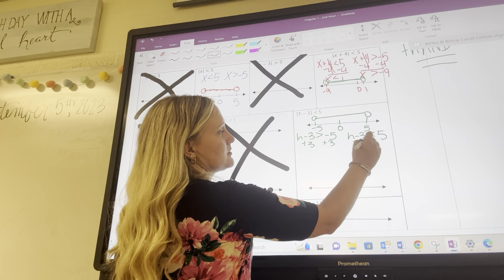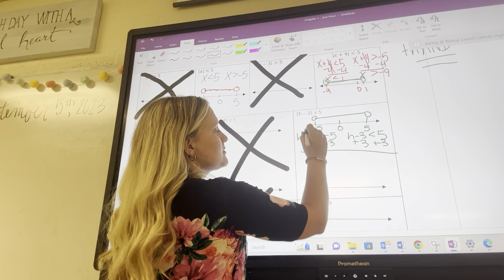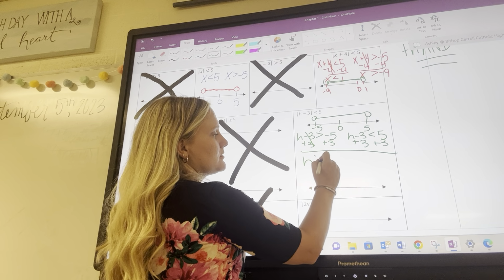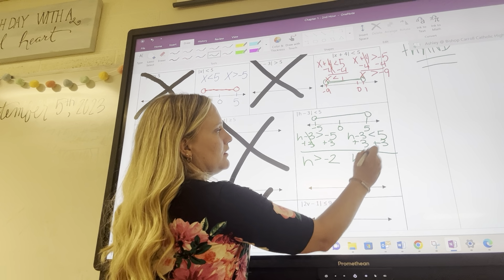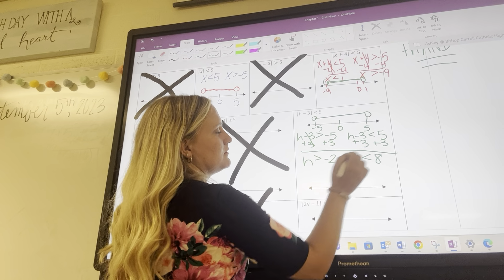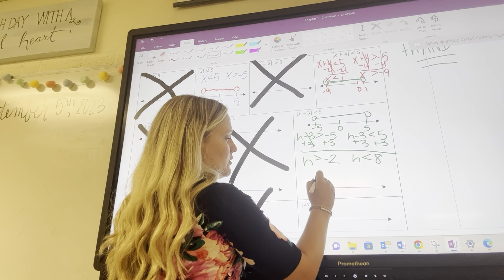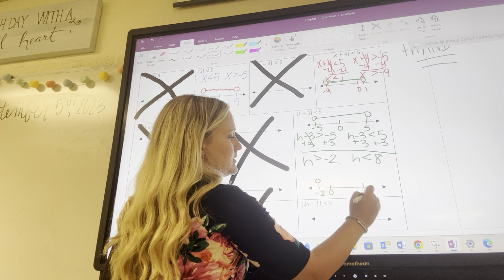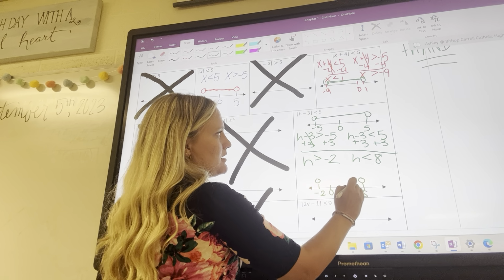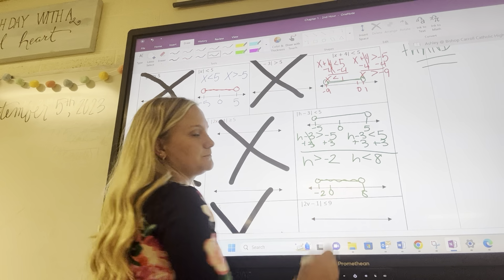Add 3 to both sides. I'm going to do them all at once. -5 plus 3 is -2. 5 plus 3 is 8. It's going to be an "and" inequality. So at -2, I have an open circle, that's 0. We'll say this is 8. Open circle at 8, and it is shaded in between.